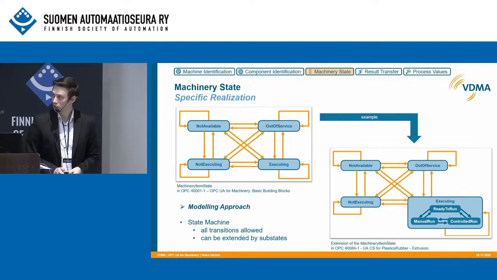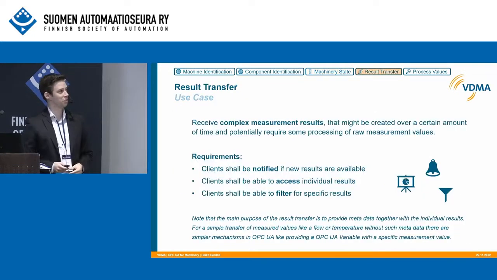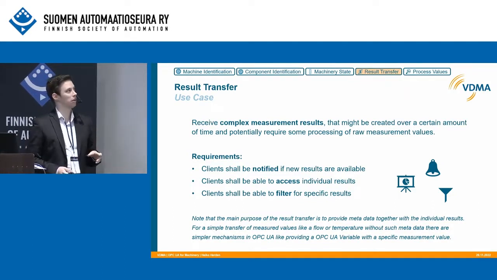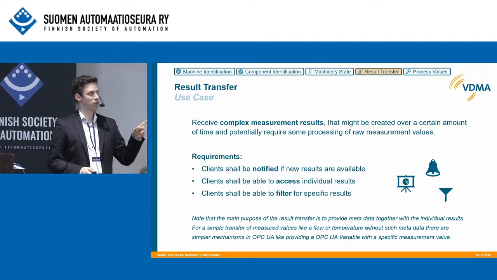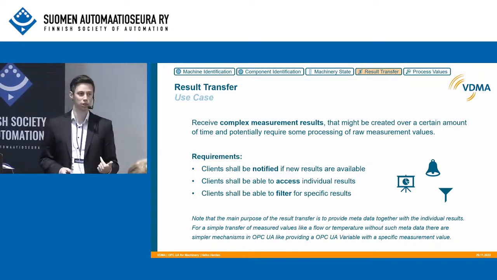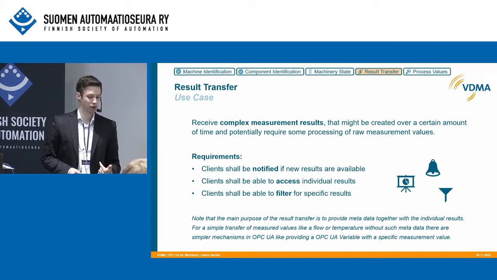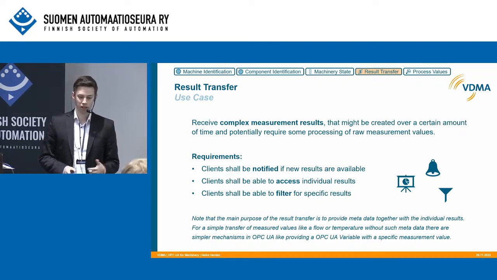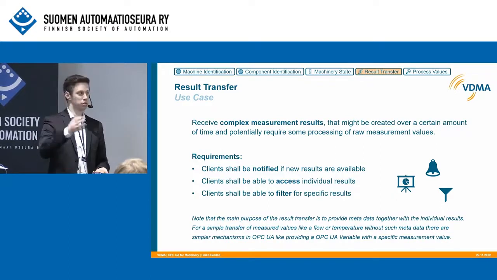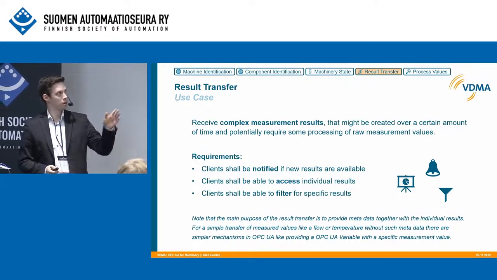And with a glance on the clock, I think I need to speed up a little bit. We have 2 more use cases. Those are not so generic. They are a little bit more specified. We have result transfer. This is for complex measurement results, for example, from a machine vision system. Or if you have a coordinate measurement machine, you get a lot of data points. This is in one file, and you want to transfer the file. And so this is what this is done for.